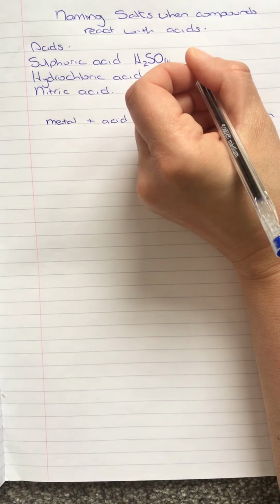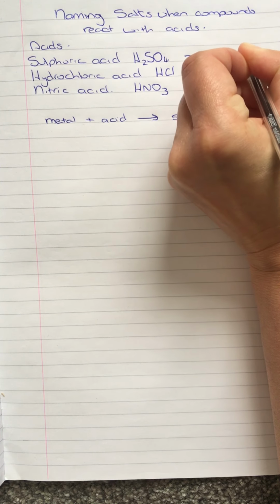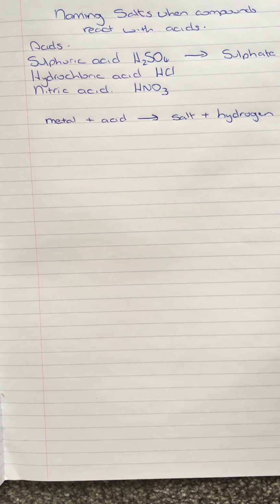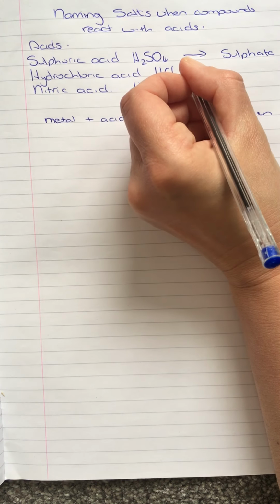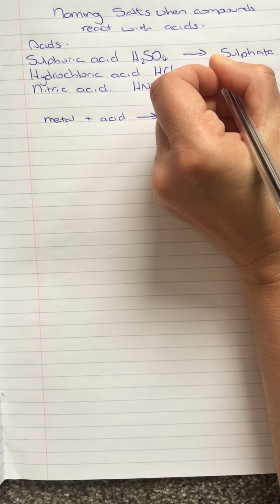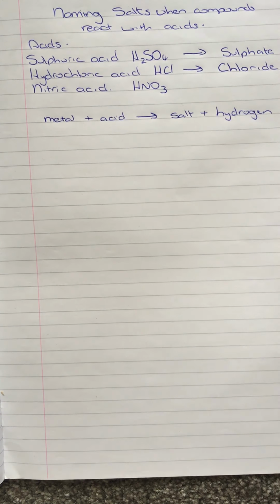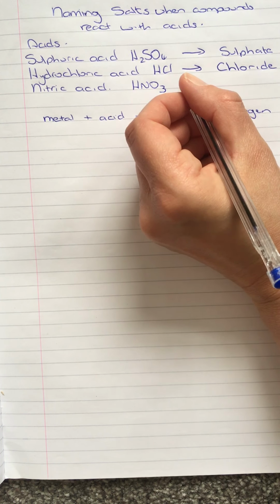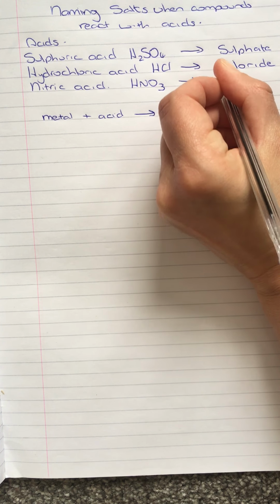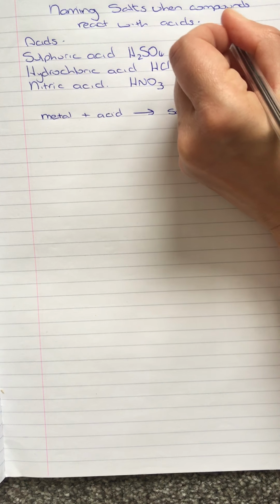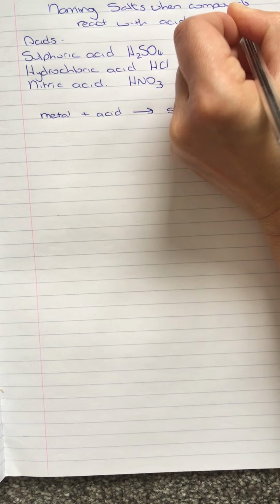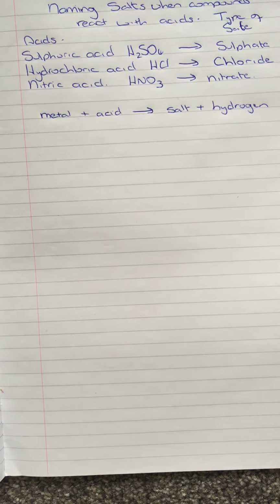So sulfuric acid produces what we call sulfate salts. And you might have made copper sulfate at key stage 3, which are the blue crystals. Hydrochloric acid, when you react it with metals, the salt it produces is what we call a chloride salt. So for example, sodium chloride can be made by reacting sodium and hydrochloric acid. We'll use that one as an example in a minute. And if you use nitric acid, you get nitrate salts. So these are the types of salt that are produced.